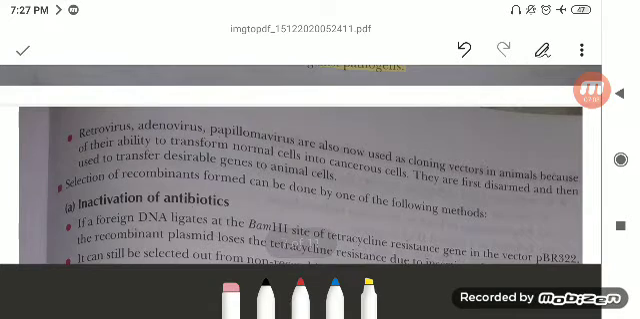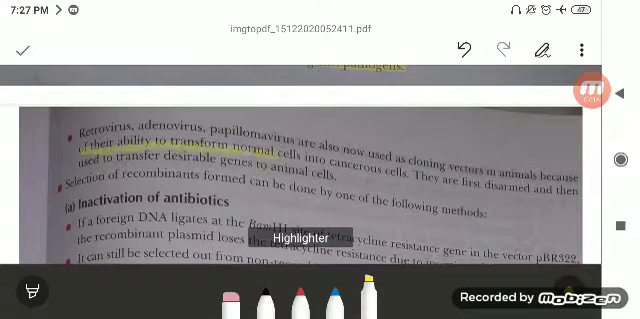Retrovirus and adenovirus are also used as cloning vectors in animals because they have the ability to transform normal cells into cancerous cells. They are first disarmed and then used to transfer the desirable gene into the animal cell.